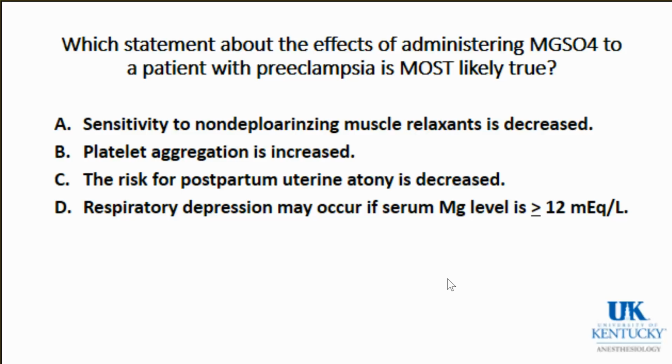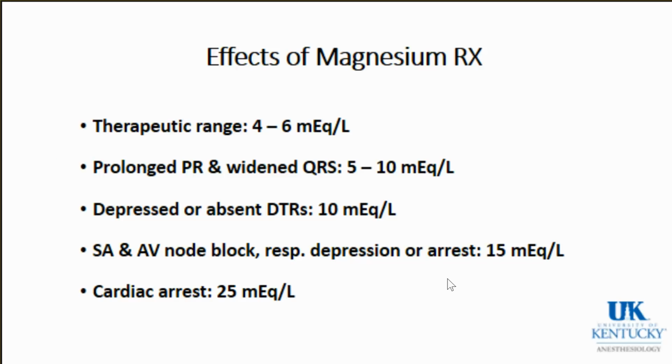D. Okay. So this shows you the therapeutic effects. One of the things to be aware of is that you can see depressed or absent DTRs at about 10 milliequivalents per liter, and that is one of the main ways that they monitor a patient on MAG. Back in my day, they actually would routinely send magnesium levels. They don't do that anymore, but if they see that the DTRs are gone, then they'll start checking MAG. They'll probably decrease it because you're getting to a level higher than what you want, because you generally want a therapeutic range of about 4 to 6 milliequivalents per liter.